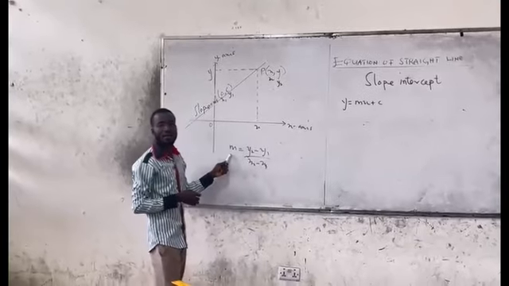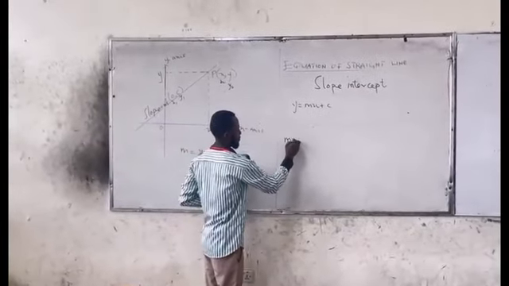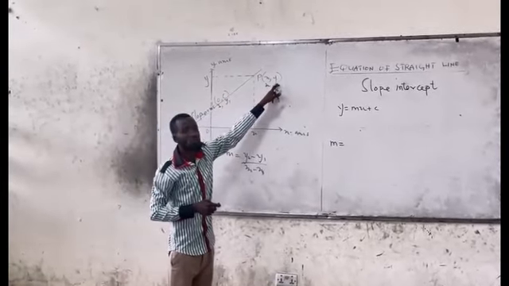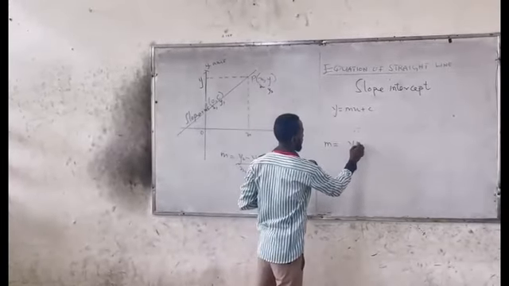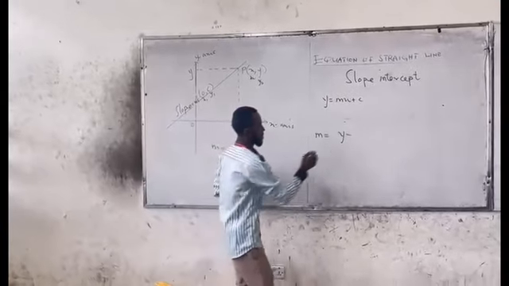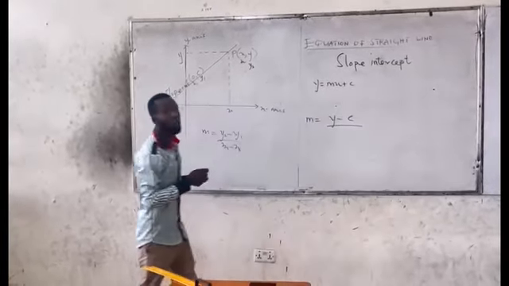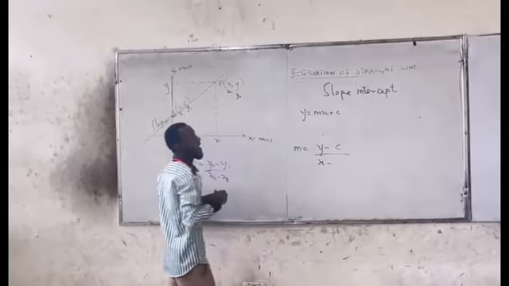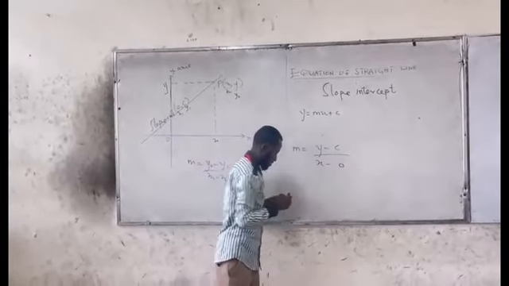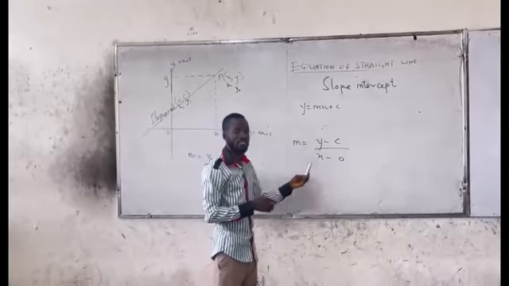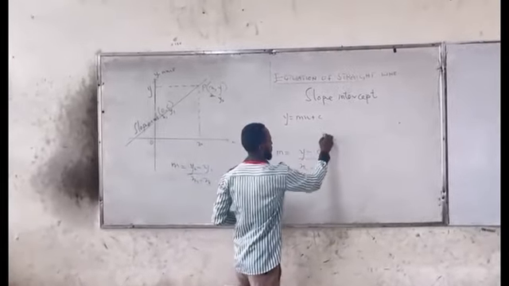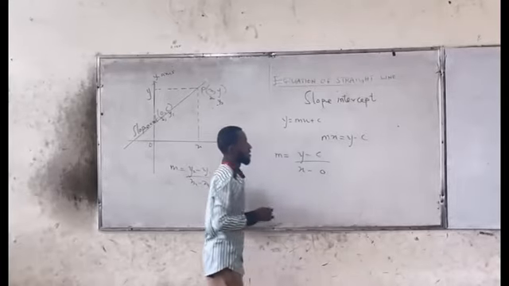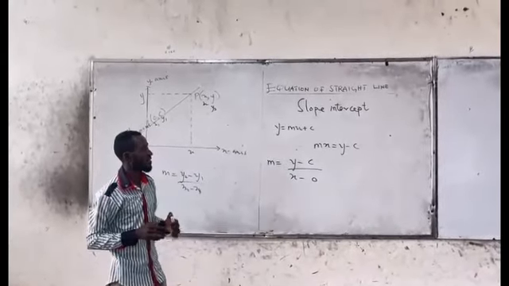So I will maintain my m. My y2 here will be y, and my y1 will be c. From the same two points, my x2 is x, and my x1 is 0. Then we simplify this expression, and that gives us mx is equal to y minus c.